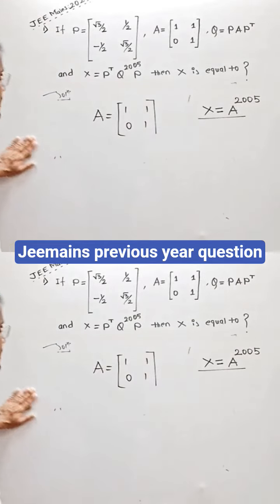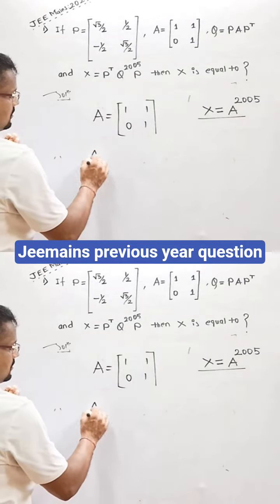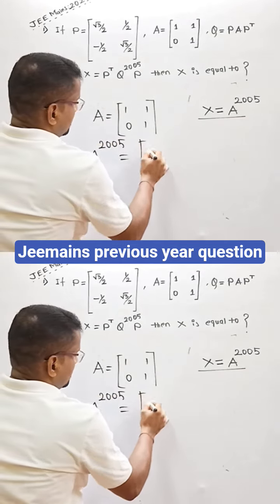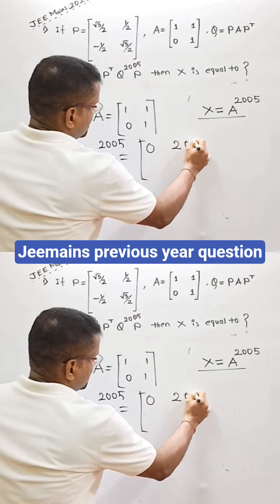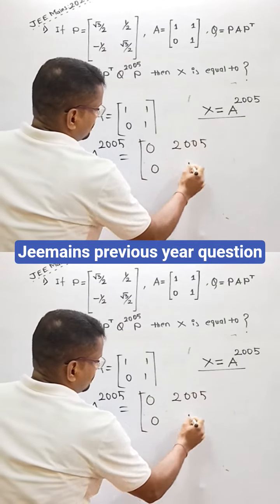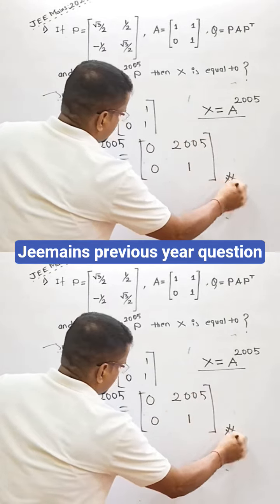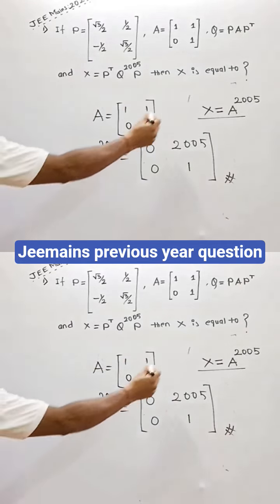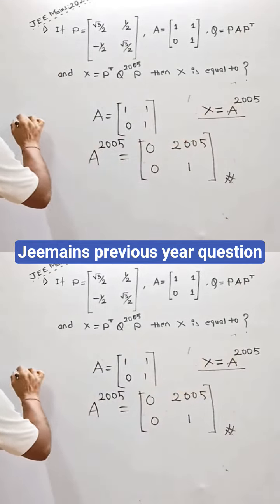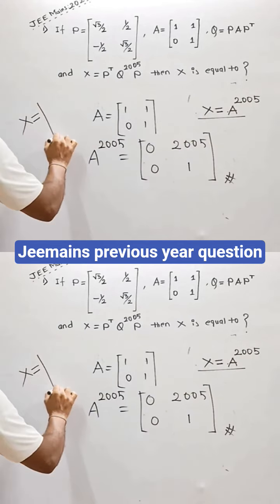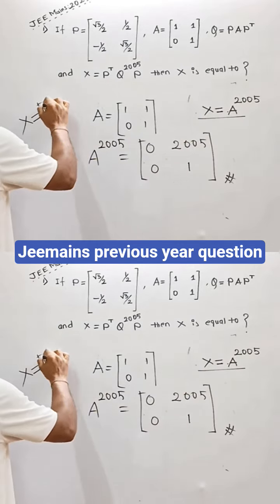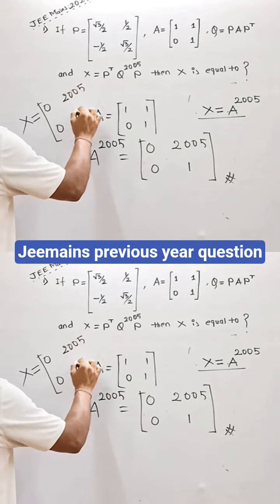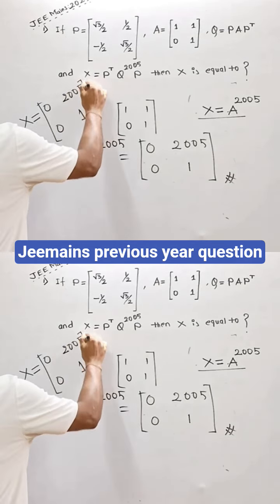It is easily going to go for a to the power 2005, that will be 0, 2005, 0, 1. This is your answer. This is your a to the power 2005. So finally, x is your a to the power 2005. So we can say x is equal to 0, 2005, 0, 1. This is your final answer.